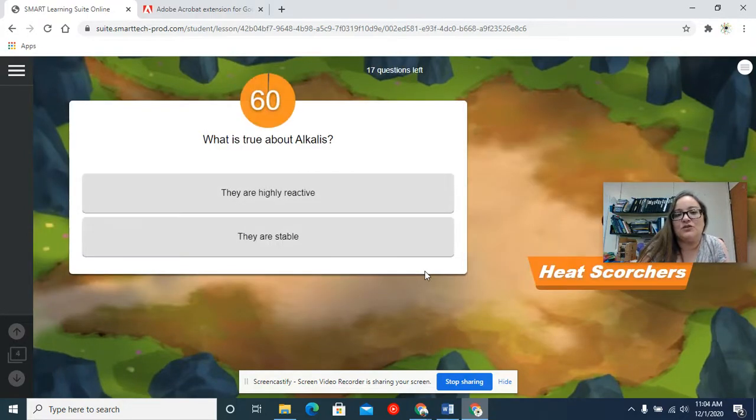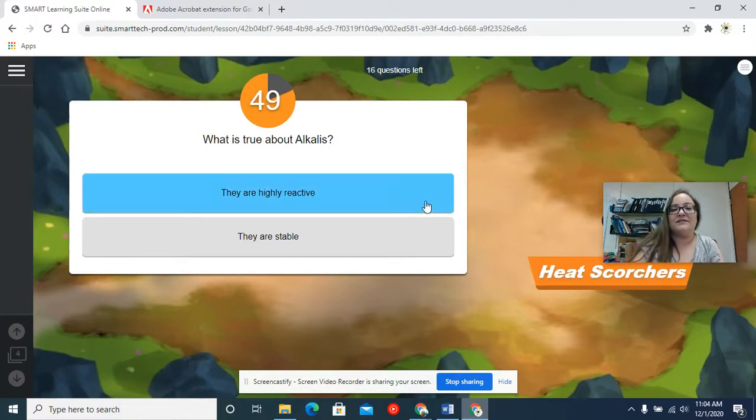All right, what is true about alkalis? This is the periodic table. Noble gases are stable. Halogens and alkalis react aggressively, highly reactive.